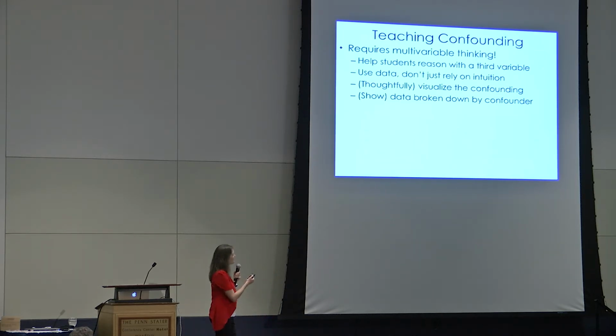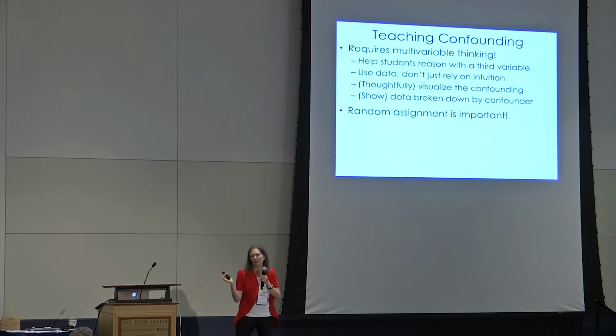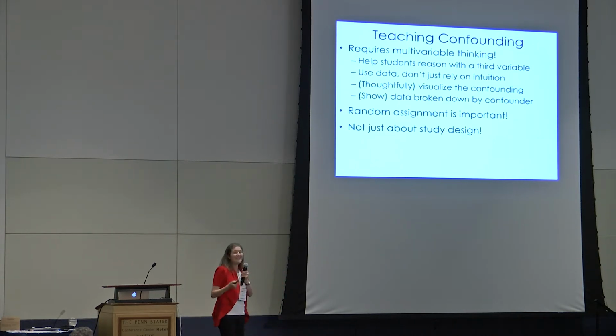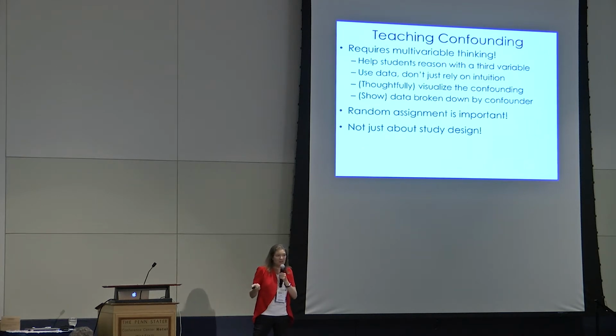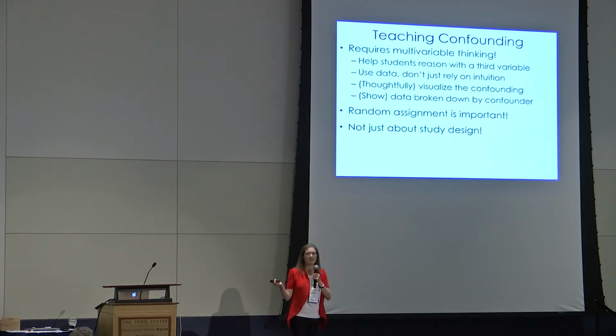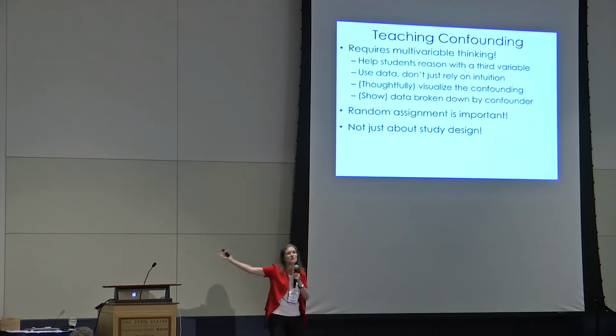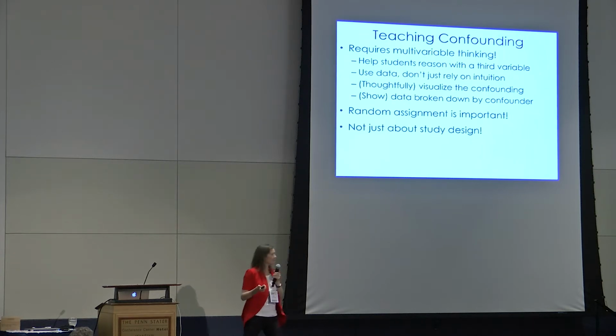So that's multivariable thinking. Random assignment is important. All of us know that. I don't need to tell you that. It's not just about study design. I think when a lot of us cover it, it gets stuck in the study design portion of the course, which is okay. It's good to think about purposeful data collection, but it has to continue throughout the rest of the course. Every time students are evaluating evidence, they should be thinking about confounding and random assignment, in my opinion.